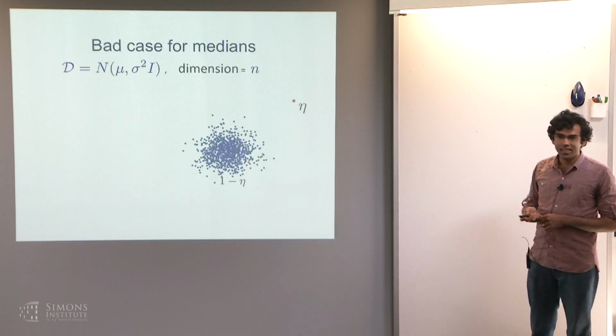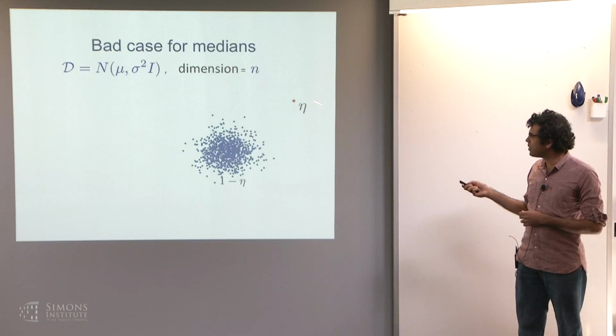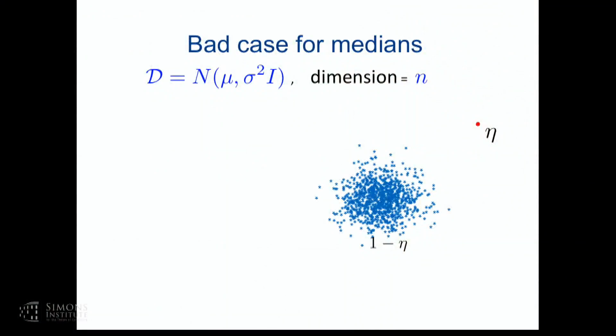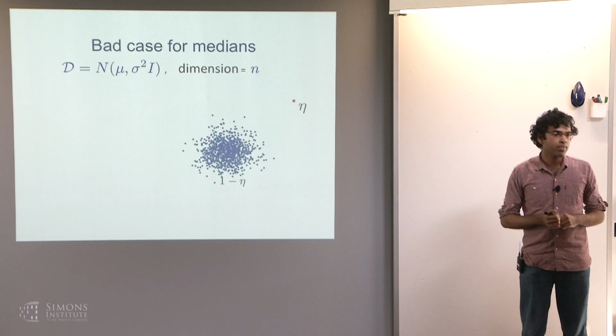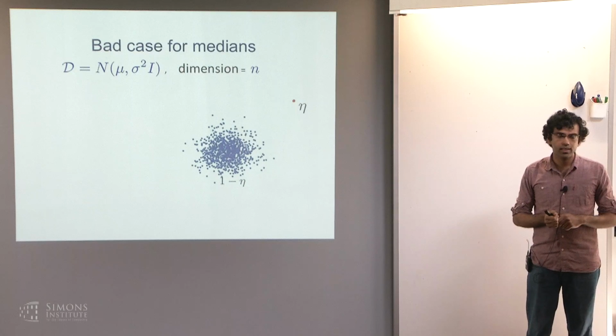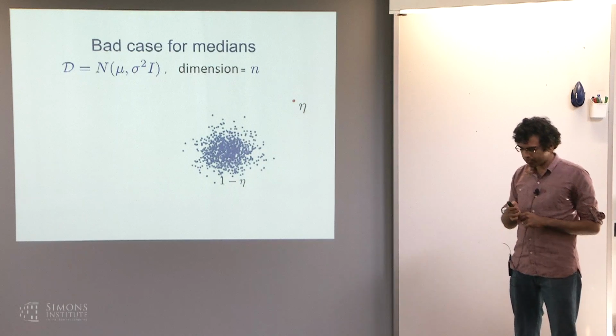And the bad case for both of them is this, where say these are Gaussian points. There is a 1 minus eta fraction of these blue Gaussian points. And if you place all the noise points diagonally, that will be the worst case configuration for both the geometric median and the coordinate-wise median.